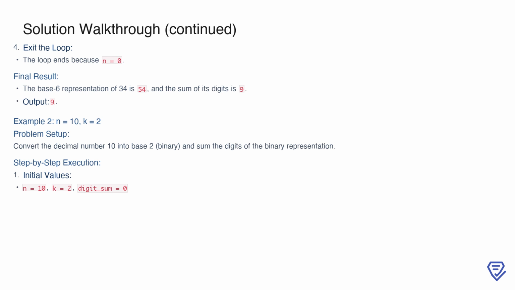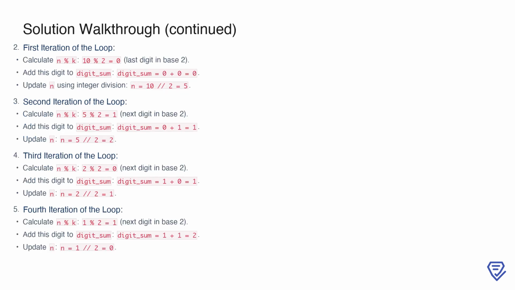iterative process. In the first iteration of the loop, we calculate n%k, which results in 0, the last digit of 10 in its binary form. Adding this value to digit_sum keeps the sum at 0. We then update n by performing integer division by 2, setting n to 5. In the second iteration, n%k results in 1, the next binary digit, which is added to digit_sum, updating the sum to 1. We again perform integer division, reducing n to 2.